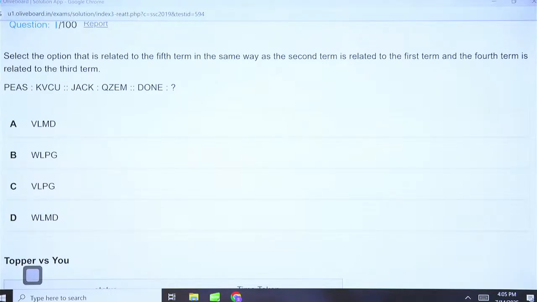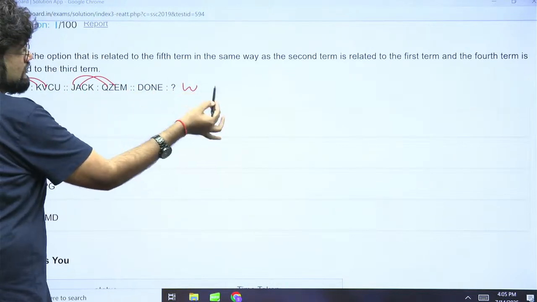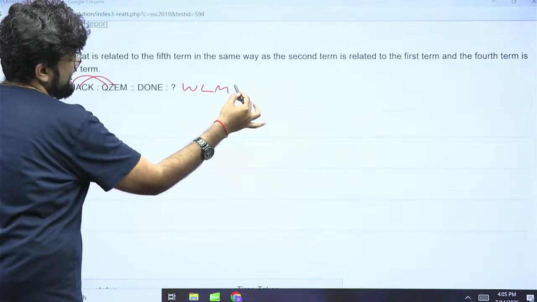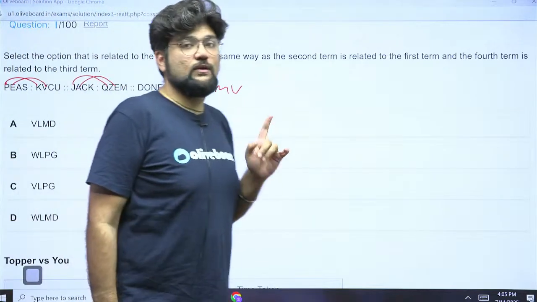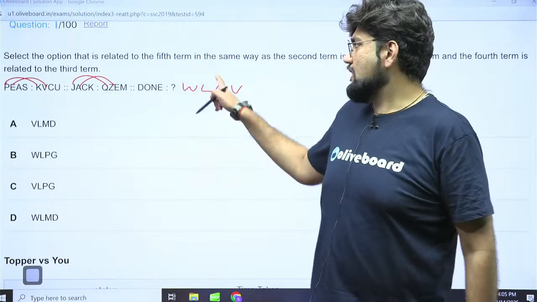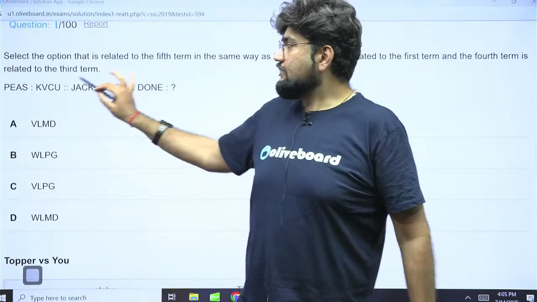Now, this one, what people do is they'll see P, K, E, V. Oh, J, Q, A, Z. Okay. The answer is W, L, M and V. You are lucky that W, L, M, V is not given here. Sometimes it will be, and in the haste of the examination, you'll end up marking this. So what you need to check here is, don't check 1 or 2 letters. For the given ones, check completely.